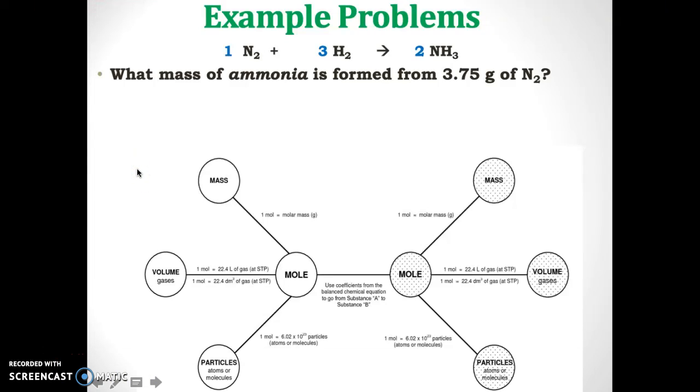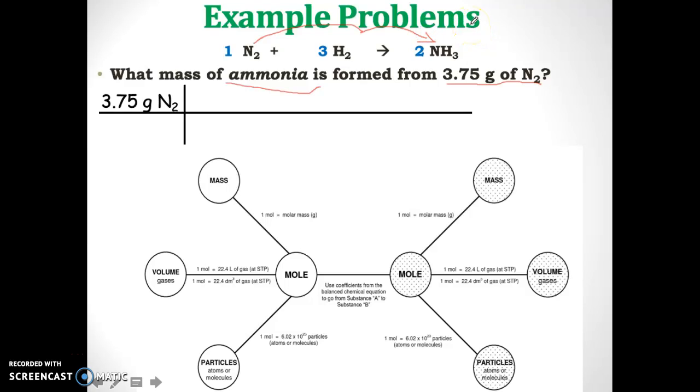All right, so we have example 1 done. Now let's go to example 2. Same type of problem, except now we're starting with 3.75 grams of nitrogen and going to ammonia. So I'm going from nitrogen right here to ammonia, NH3, okay?